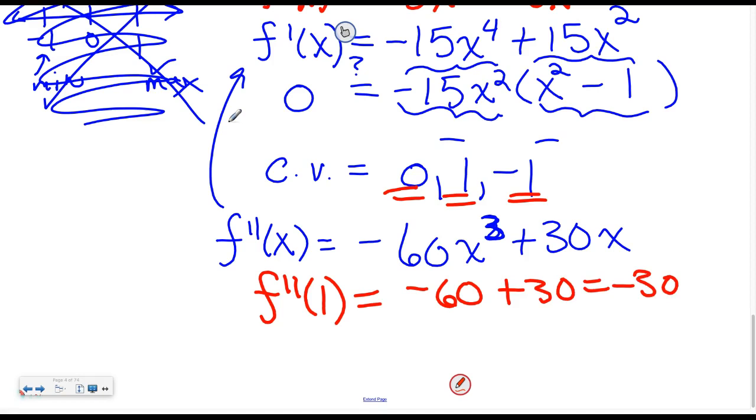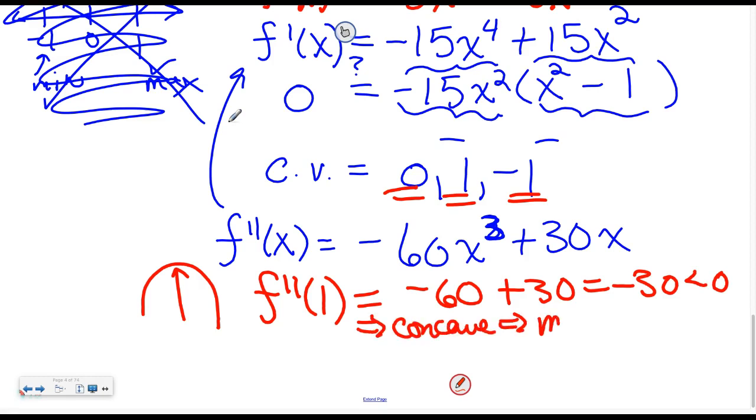What does that tell me about the function at 1? It's concave down. So if a function's concave down at a turning point, it must have been a what? Max. So you'll say this is less than 0, which implies concave down, or you could say implies a max, and I'm just going to tell you to find the x value. So there'd be a maximum at x equals 1.